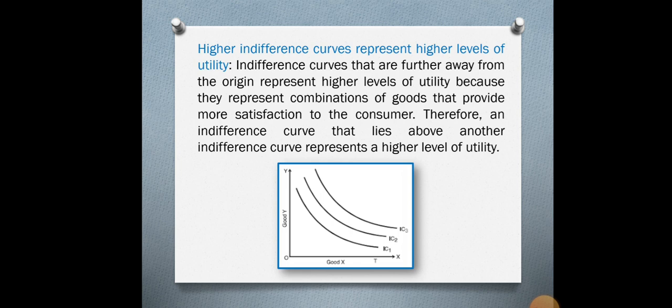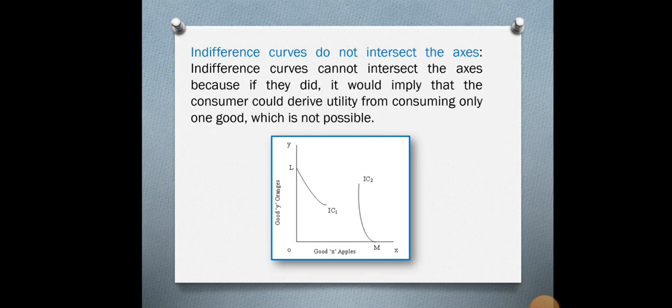Here also we are aware that the higher the indifference curve lands, the higher the level of utility it shows, meaning the further away the indifference curve is from the origin, the higher the level of utility. Why? Because they represent combinations of goods that provide more satisfaction to the consumer. Therefore an indifference curve that lies above another indifference curve represents a higher level of utility. For example, here IC3 would show a higher level of utility as compared to IC2, and IC2 would show a higher level of utility as compared to IC1.